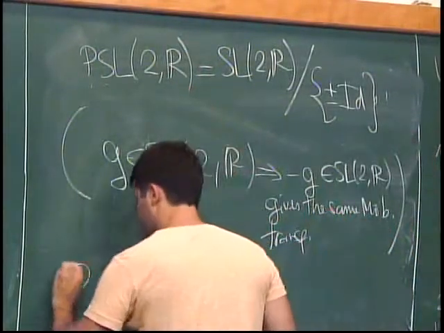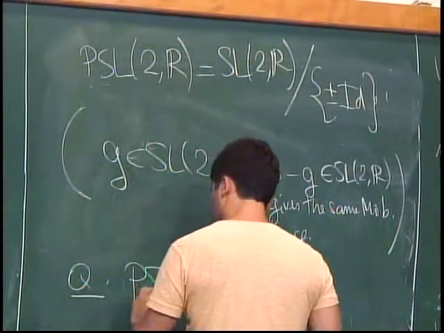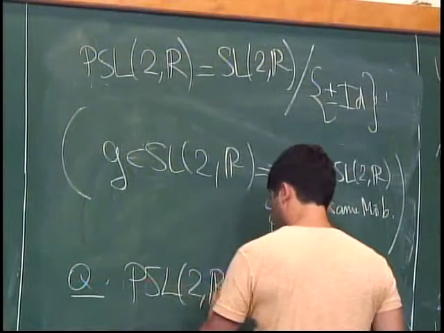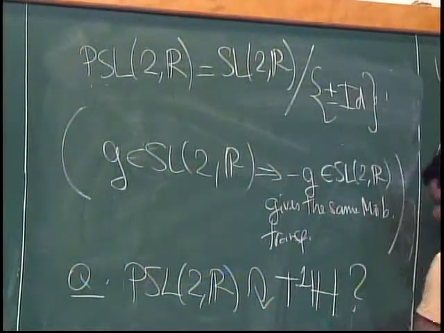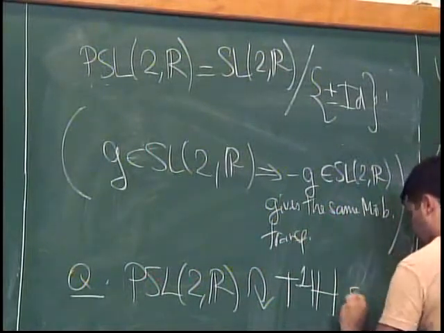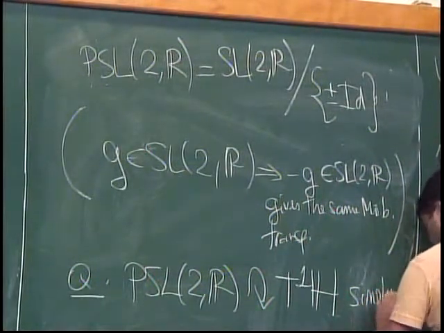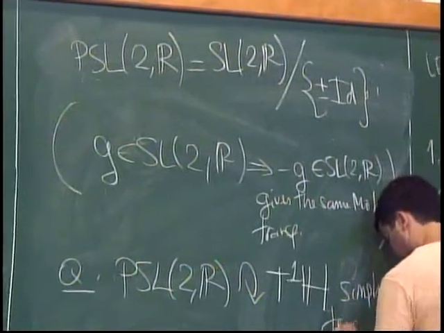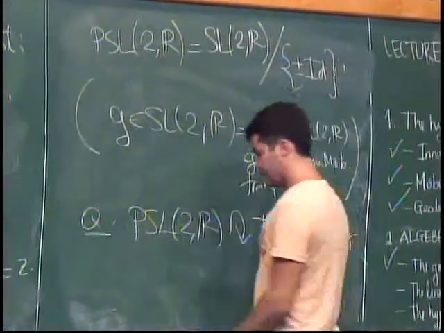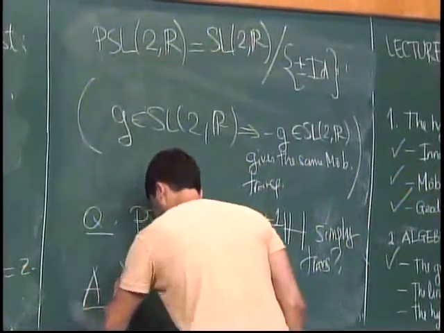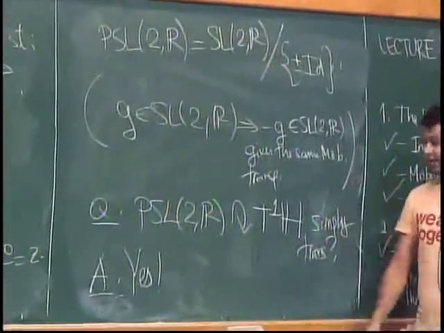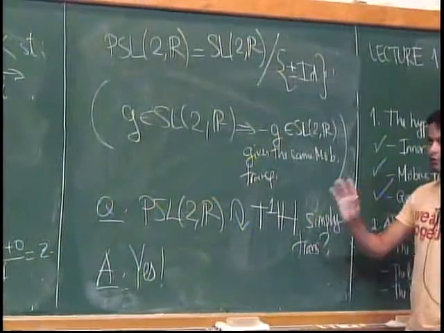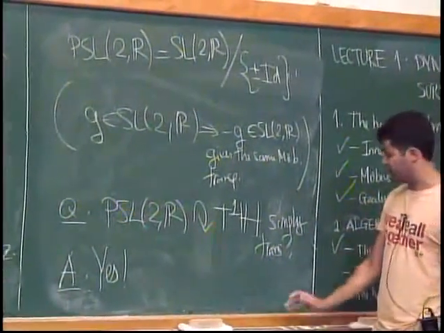So now the question is whether PSL2R does it act transitively here? Simply transitively, actually. And the answer to this question now is yes. It's a simple calculation. I'm going to leave it also as an exercise.